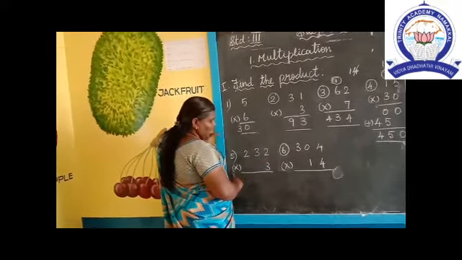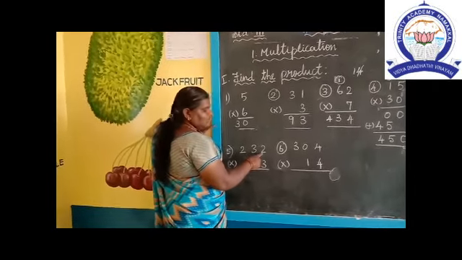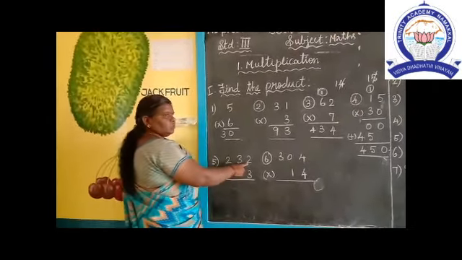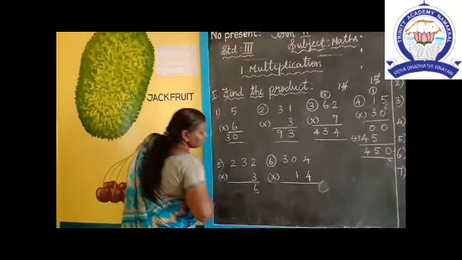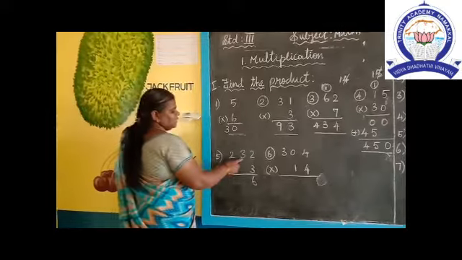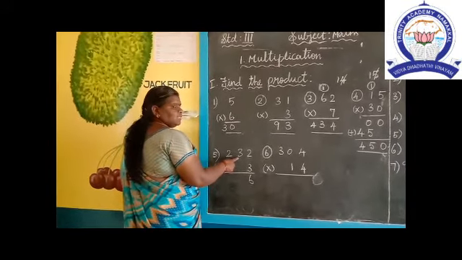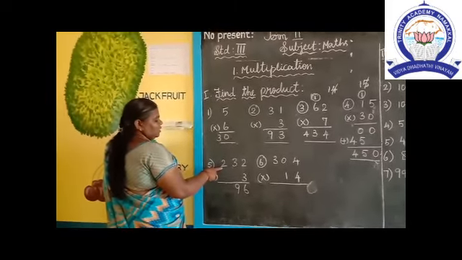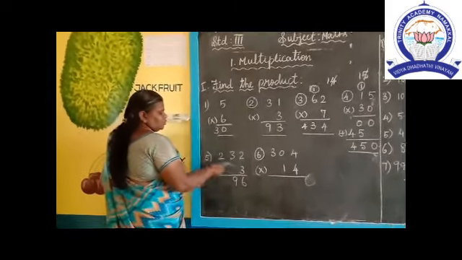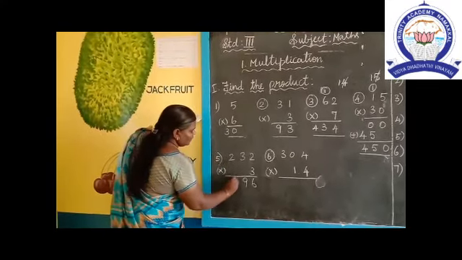232 multiplied by 3. Say the 2 table up to 3 times. 2 1 is 2, 2 2s are 4, 2 3s are 6. Next, 3 3s are, 3 1 is 3, 3 2s are 6, 3 3s are 9. Again you say the 2 table up to 3 times. 2 1 is 2, 2 2s are 4, 2 3s are 6.